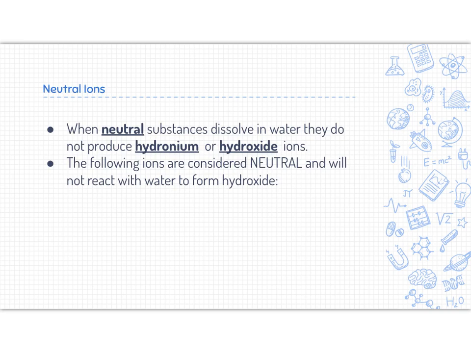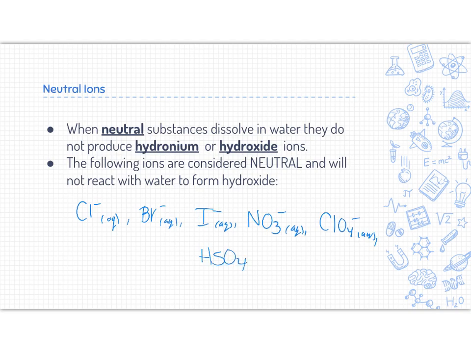When neutral substances dissolve in water, they do not produce hydronium or hydroxide ions. The following ions are considered neutral and will not react with water to form hydroxide. So Cl minus, Br minus, I minus, NO3 minus, ClO4 minus, and HSO4 minus, specifically with the H. These are all of the anions of strong acids.